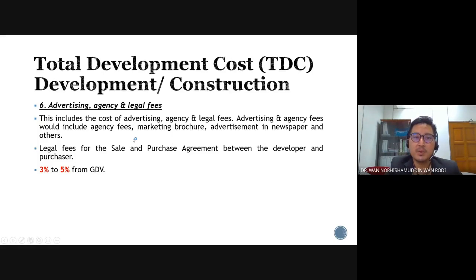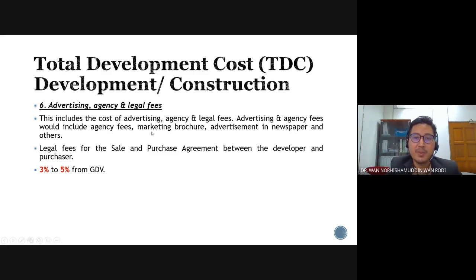Advertising and agency fees would include agency fees. And why do we need a real estate agent? Because some of the projects employ an estate agency firm to ensure that their property is marketed, because the agency has the specialties, has the skills, and has the knowledge of the market to sell the developer's project. Some of the developers will employ an exclusive agent.